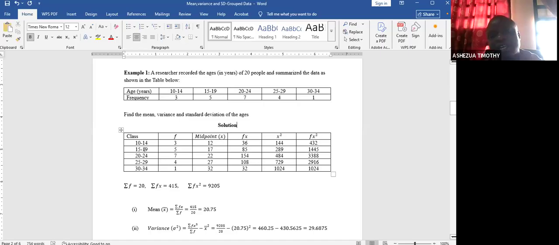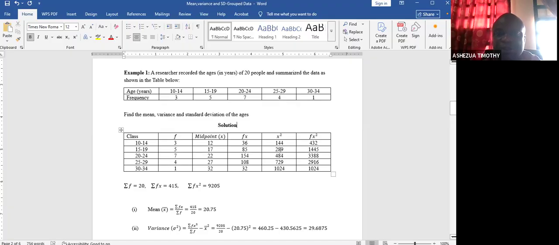So this is for the class interval of 15 to 19. The frequency there is 5, and the midpoint there is 17. How do we get 17? You go to the class interval. This is the lower class limit, this is the upper class limit. So all you need to do is add them up: 15 plus 19 is 34. Divide by 2, you will get 17. So 5 times 17, that's fx, will give you 85.